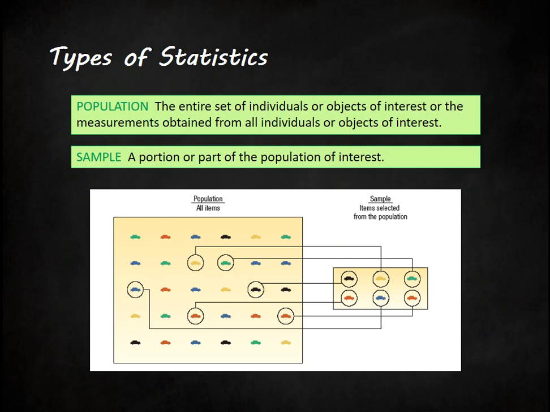So there are two types of statistics: population and sample. The population is the entire set of individuals. For example, the population of Baylor students would be the entire 15,000 students that attend Baylor. The sample would be 37 students from a quantitative business analysis course, looking just at those 37 students. So a sample is a smaller portion of that population of interest. If the population of interest is Baylor students, the sample would be the 37 students in this course.